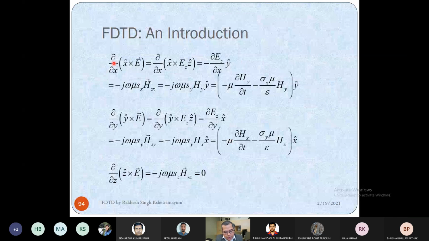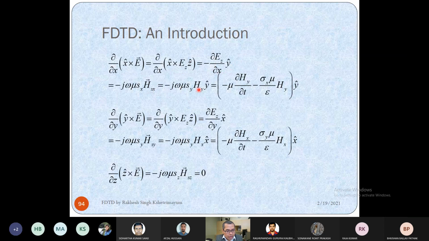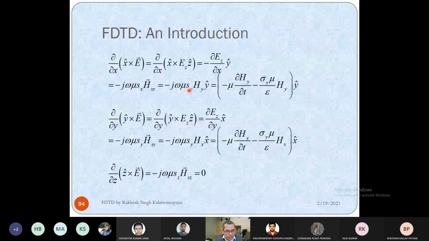Okay, so what is the equation? Del by del X, X hat cross product with E. E has only Ez Z hat. So finally you can simplify it, it is minus dou Ez divided by dou X Y hat. And as you know that this H split X will have only Y component, it will become minus j omega mu Sy Y hat. What was Sy? Sy was 1 minus j sigma Y by omega epsilon. Then whatever j omega term, I will replace it by del by del t, and other remaining terms are here. So this is the equation.